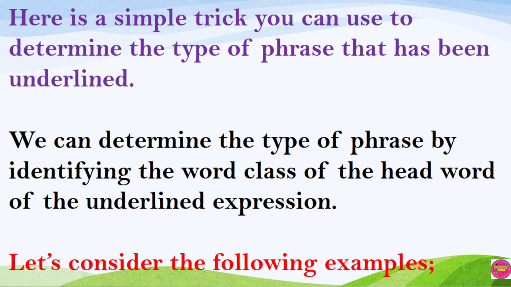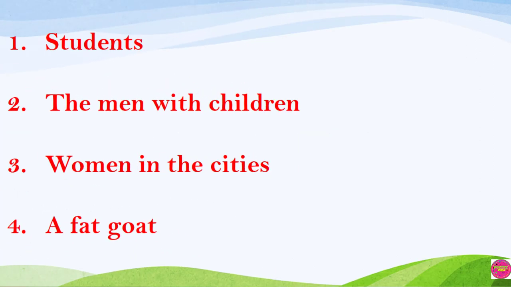Here is a simple trick you can use to determine the type of phrase that has been underlined. We can determine the type of phrase by identifying the word class of the head word of a sentence. Let's consider the following examples. Example 1, students. Example 2, the man with children. Example 3, women in the cities. Example 4, a fat goat.